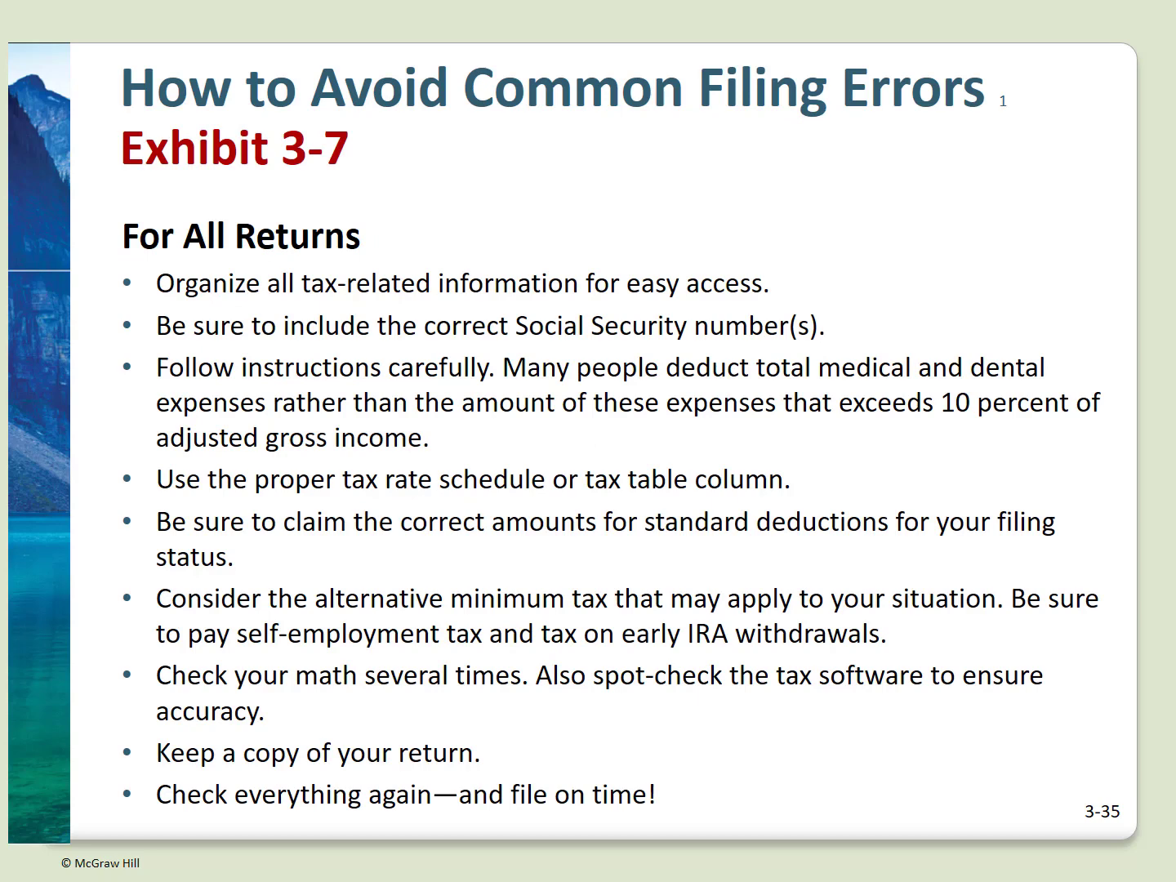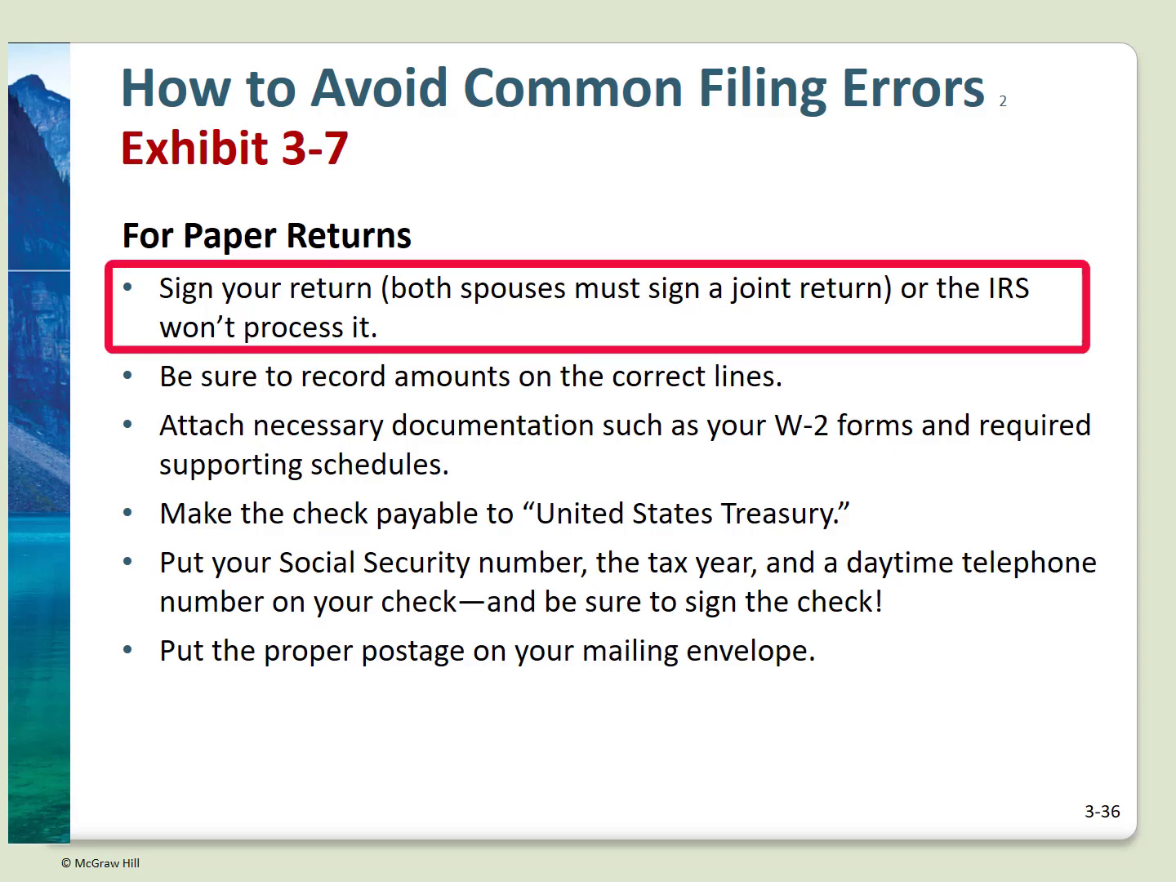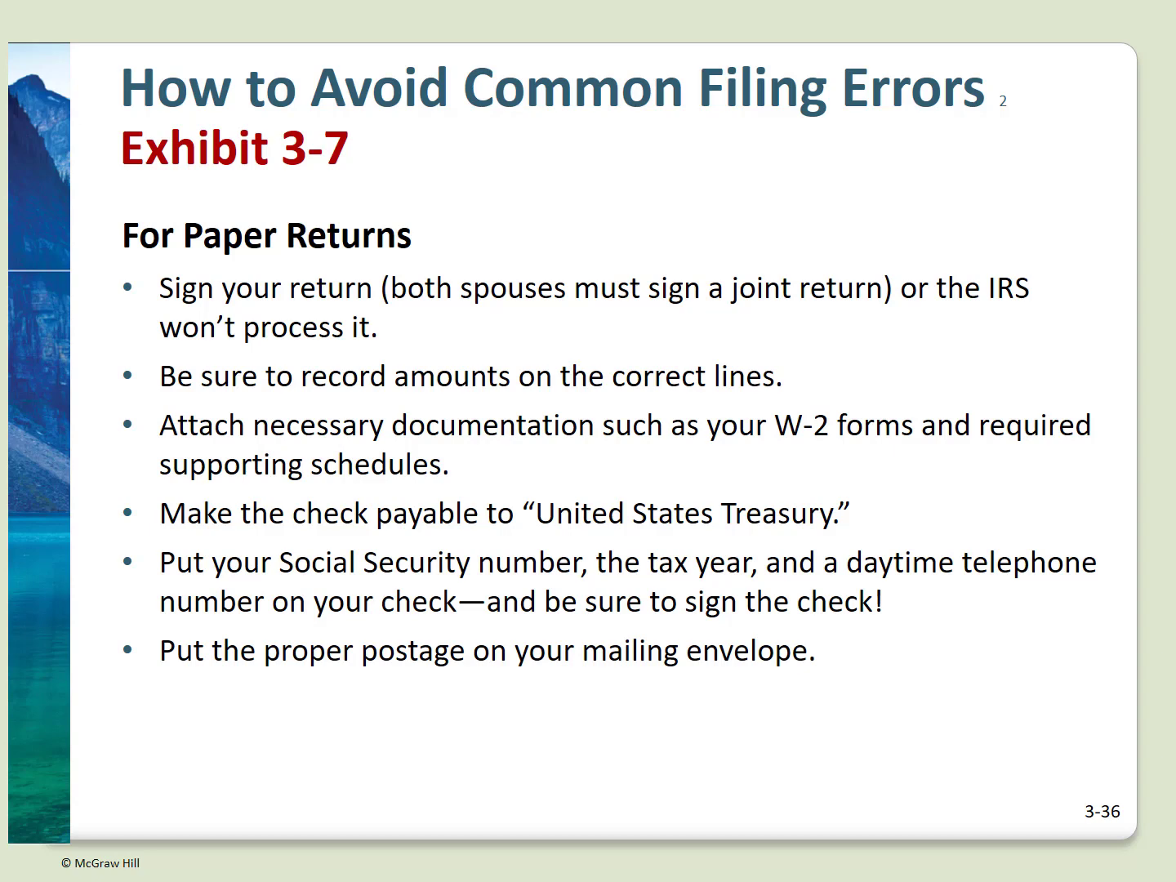From your text, this exhibit lists the most common errors in filing a tax return. The majority of these can be avoided by using tax prep software, which error checks your return and walks you through correcting any errors found before allowing you to file. These points apply to paper returns only. The big one: be sure to sign it, and sign your check too. Make sure you've entered numbers on the correct lines, and be sure to attach your W-2 forms and any supporting schedules.